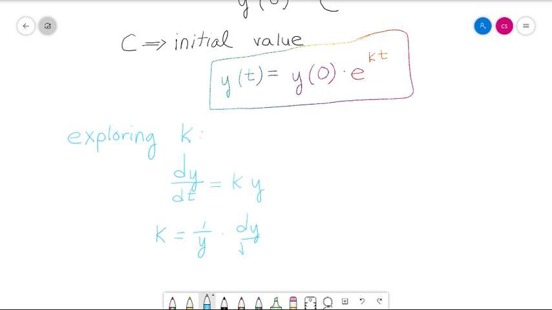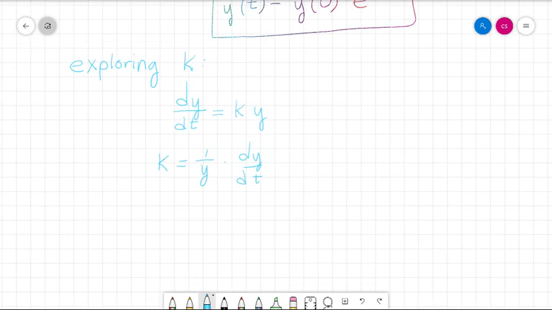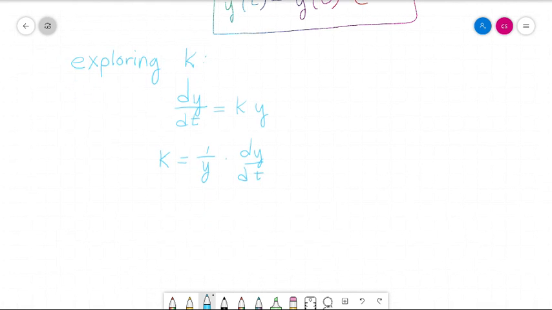So solving this for k, because that's what we're exploring, we can divide both sides by y. Okay. So we have that 1 over y times dy dt. Really what we did is we divided both sides by y. That's what this means. So let's write it like that. I think that's a better way of writing it. Divided by y.